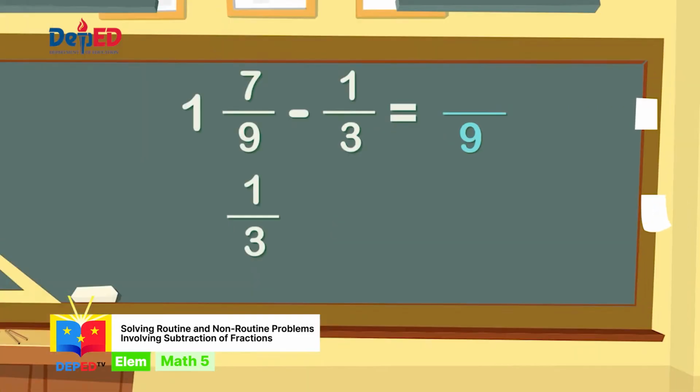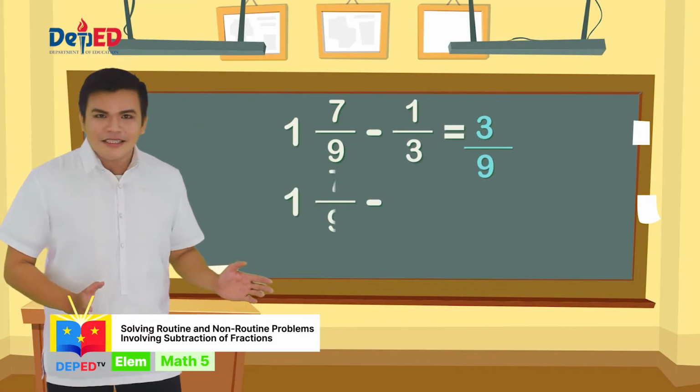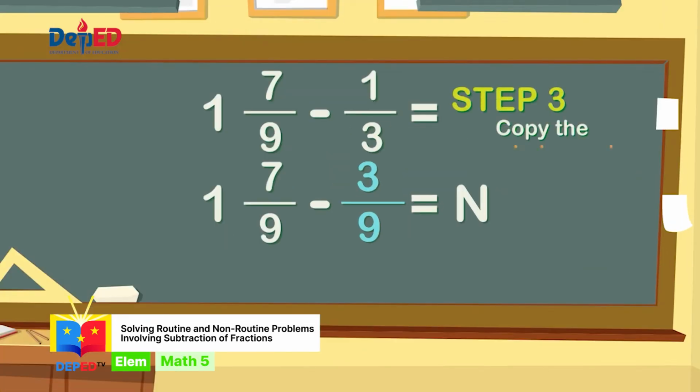Let's solve. 9 divided by 3 is equal to 3 times 1 equals 3. 3 is our new numerator, and just copy the LCD, which is 9. Our new mathematical sentence is 1 7/9 minus 3/9 equals n. Step 3. Copy the whole number. In this case, the only whole number is 1.